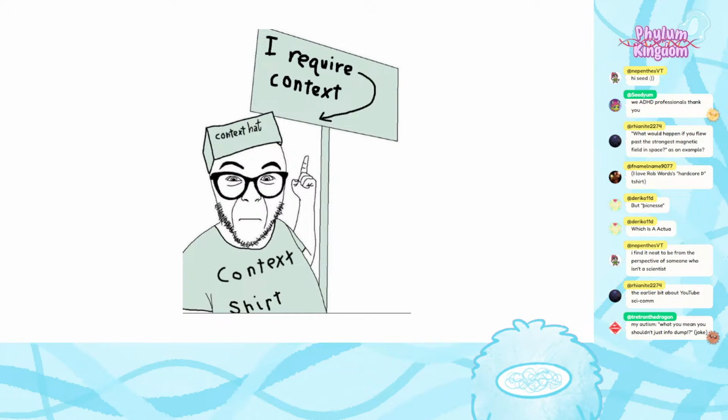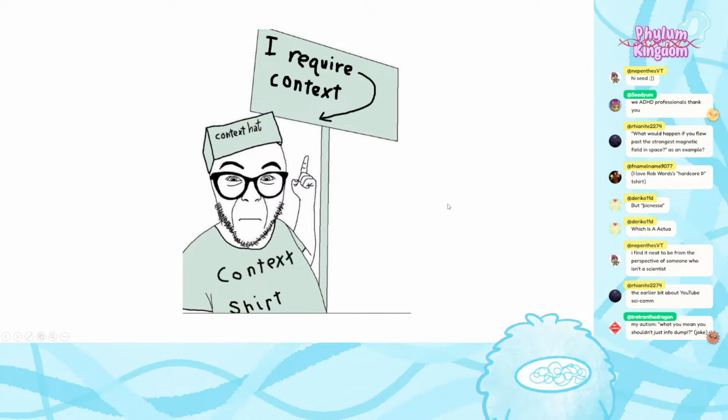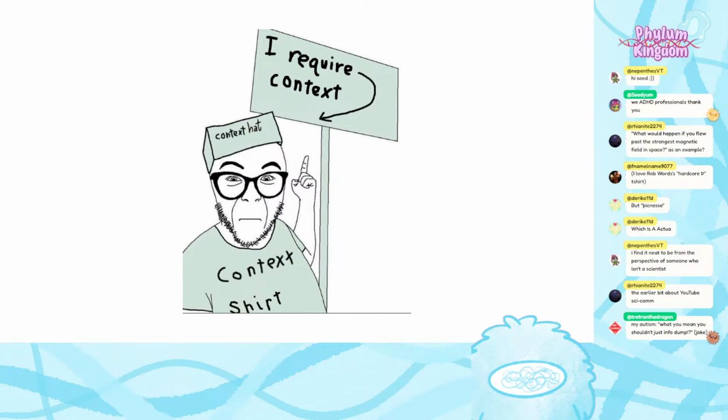My autism. What do you mean you shouldn't just info dump? Control the info dump. You can info dump, you just need to do it strategically, right? Break it up. Make it an experience, right? So yeah, I love the stupid "I require context" meme. But yeah, your reader, your audience member, they do require context, but they don't want it fire hosed into them, right? They want a trickle right when they need it, right?